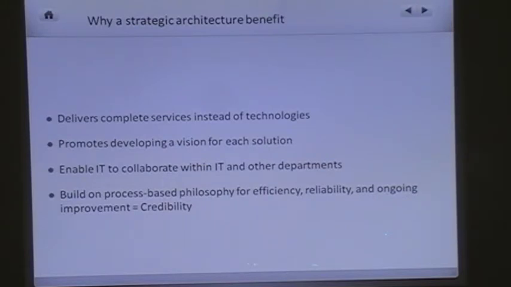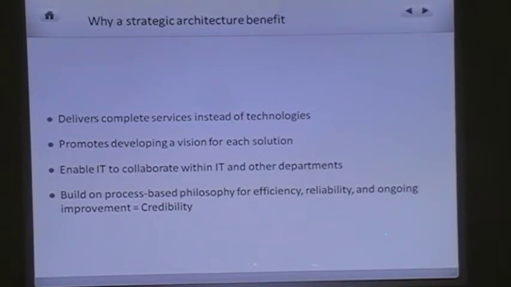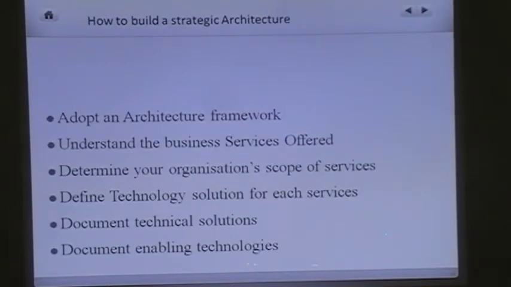It is built on a process-based philosophy for efficiency, reliability, and obviously ongoing improvements. Now, why is the college or university looking at deploying a centralized server? Because it wants efficiency, it wants reliability, it wants improvements in terms of productivity levels. So a strategic architecture, before a particular deployment of a solution or a product or services, is created to define the key elements in terms of its usage within the organization.